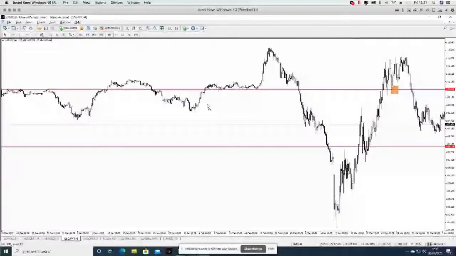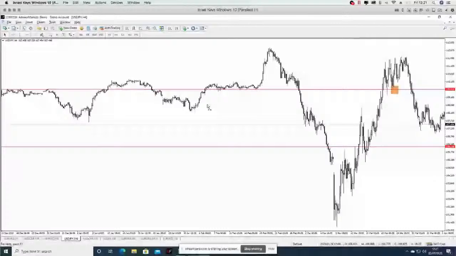Let me put this here. Israel's trading philosophy. It's not the only way to do it, but it works well for me, and I commend it to you. Number one, I trade stop hunts.